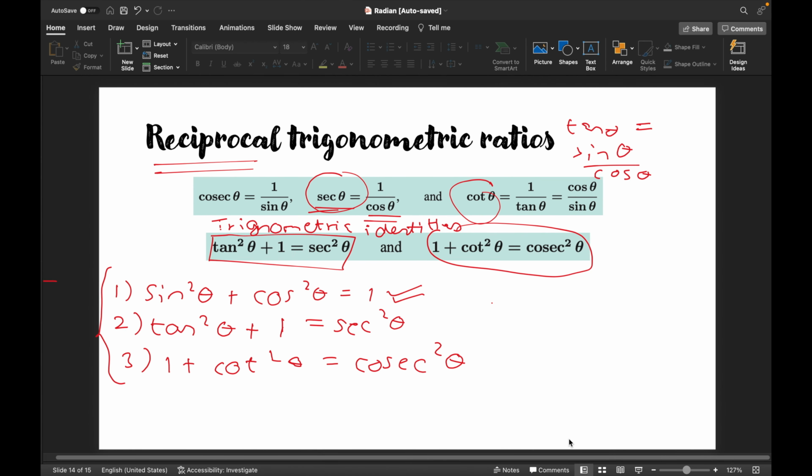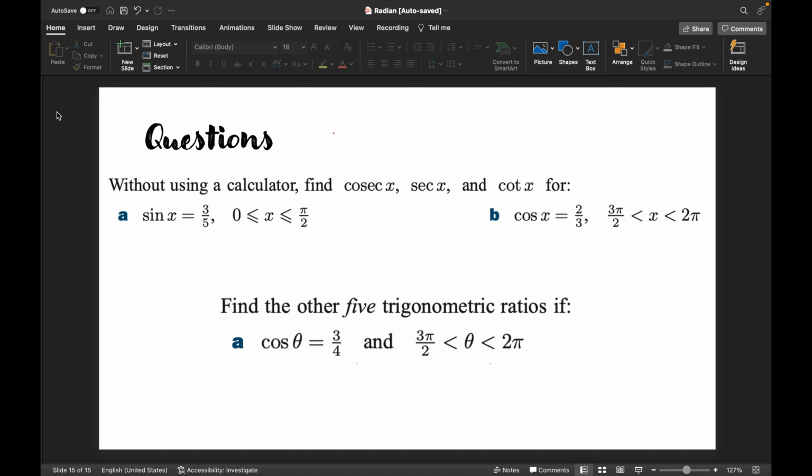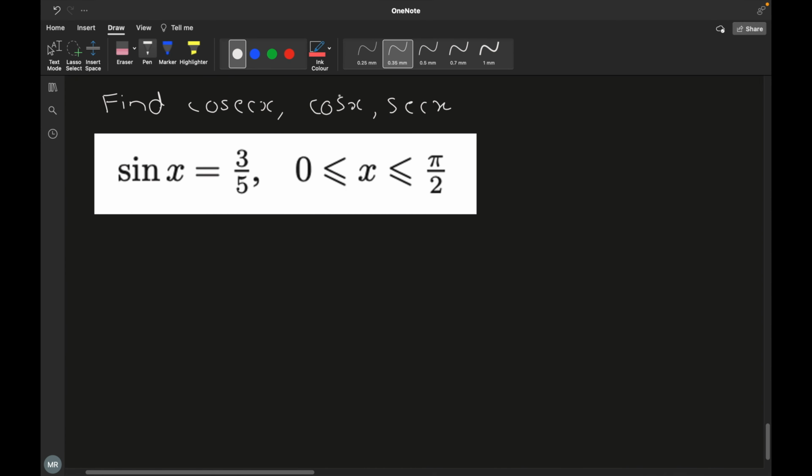Now let's do some questions regarding the reciprocal trigonometric ratios and the trigonometric identities. Okay, so first let's read the question. Without using a calculator, find cosecant x, secant x, and cot x. I made a mistake here, not cos, it's going to be cot. First we know that cosecant x is 1 by sine x, so cosecant x will be the reciprocal of this, which is 5 by 3. And then we'll move on to secant x.